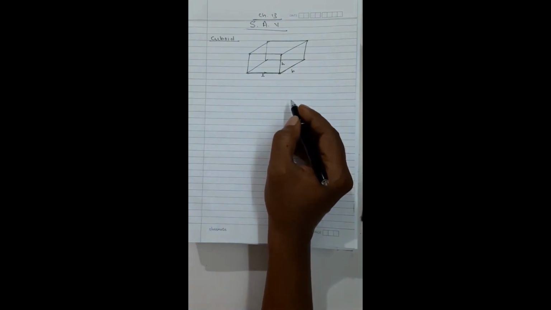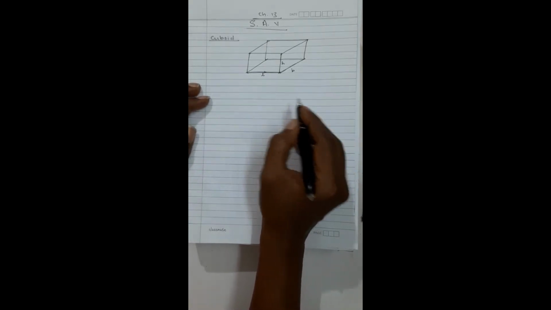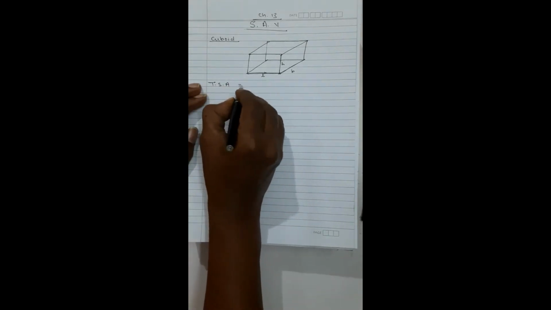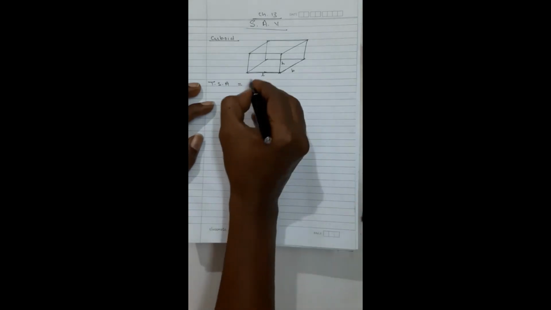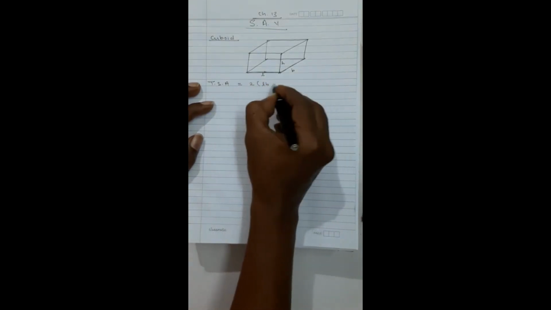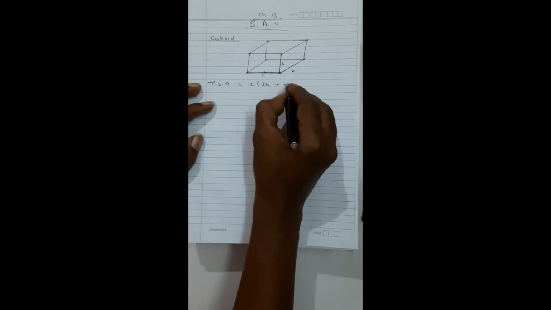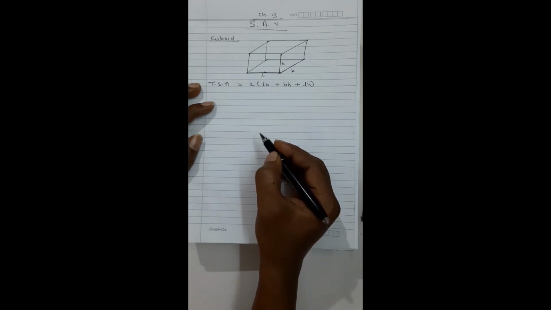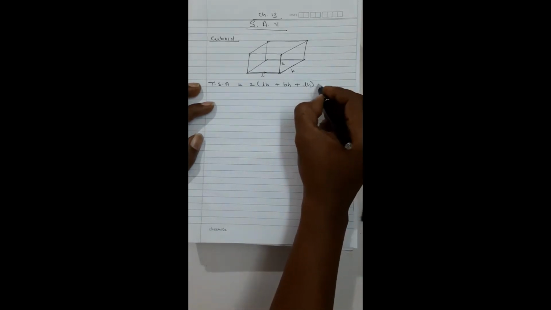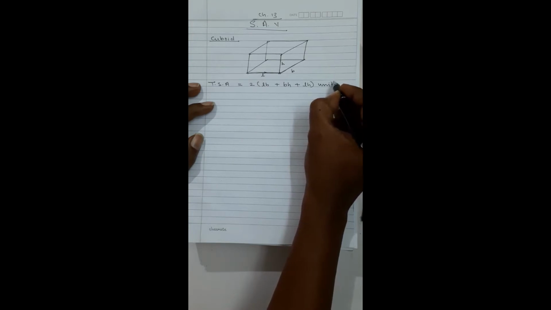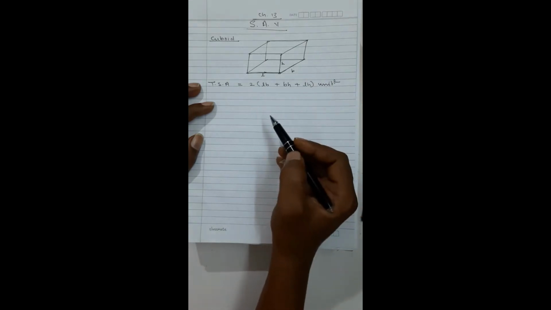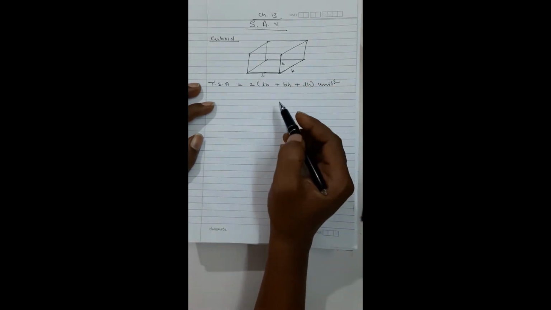So this is the cuboid, and when we talk about cuboid, the formulas that are related to the figure: total surface area of cuboid is equal to 2 (length into breadth plus breadth into height plus length into height). This is the formula, and this is basically always unit square. Remember, if it is centimeter, then it will be centimeter square. If it is meter, then it will be meter square. If it is millimeter, then it will be millimeter square. This is total surface area.